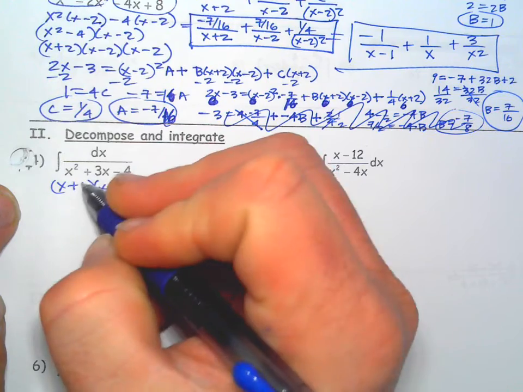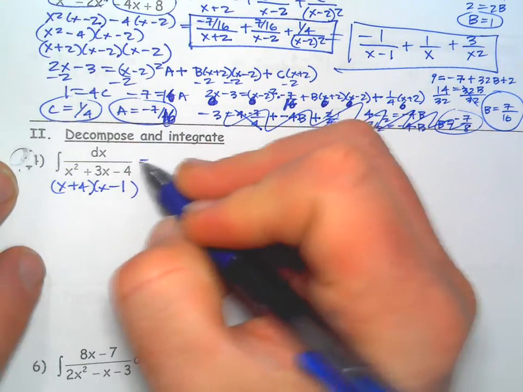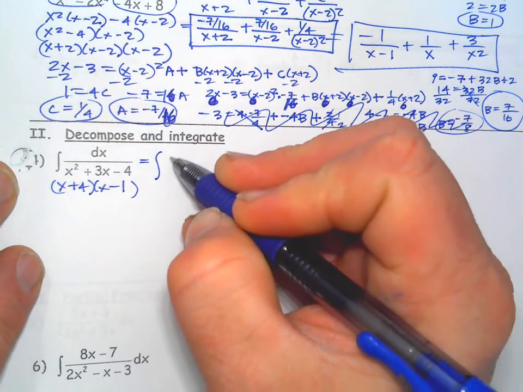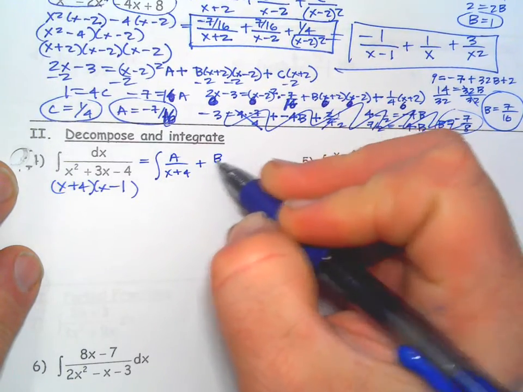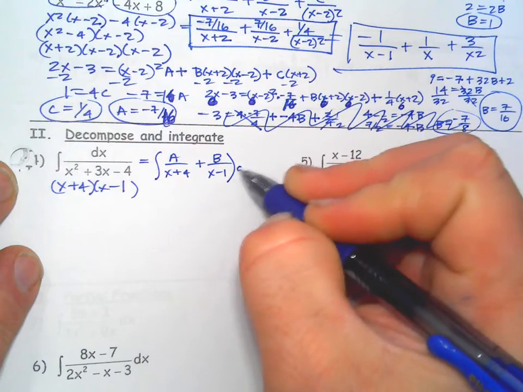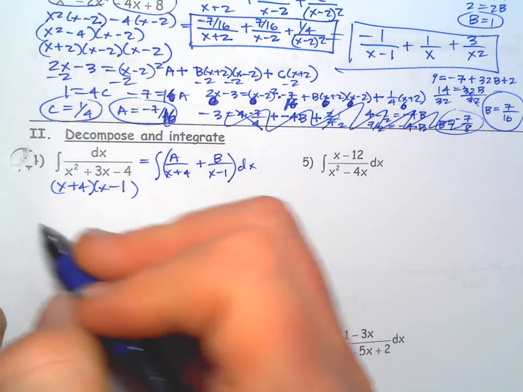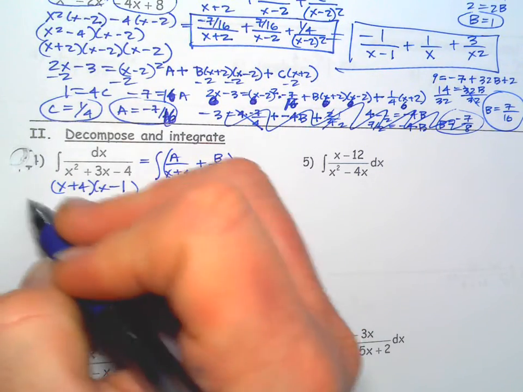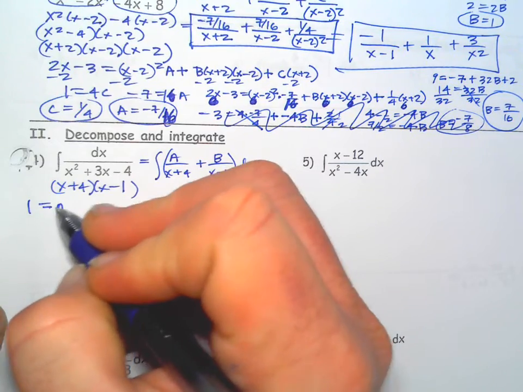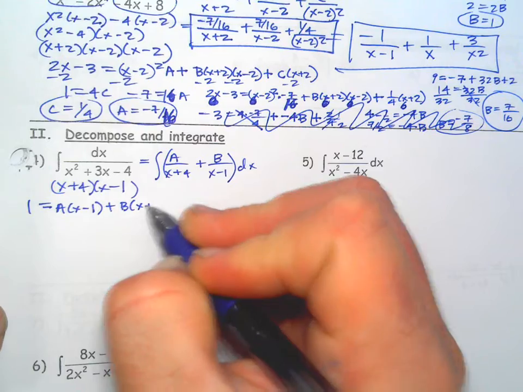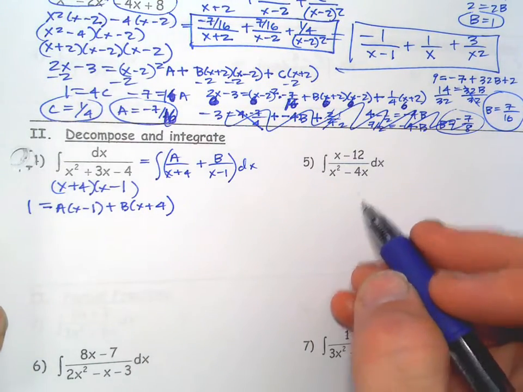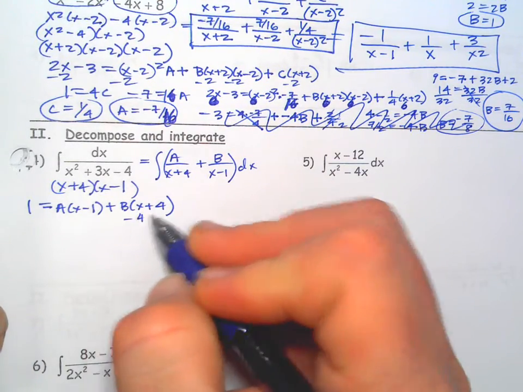Plus 4, minus 1. So that's going to be A over x plus 4 plus B over x minus 1. Okay, and then we're going to multiply through by the least common denominator. 1 equals A(x minus 1) plus B(x plus 4). And we can plug a negative 4 in if you want first.